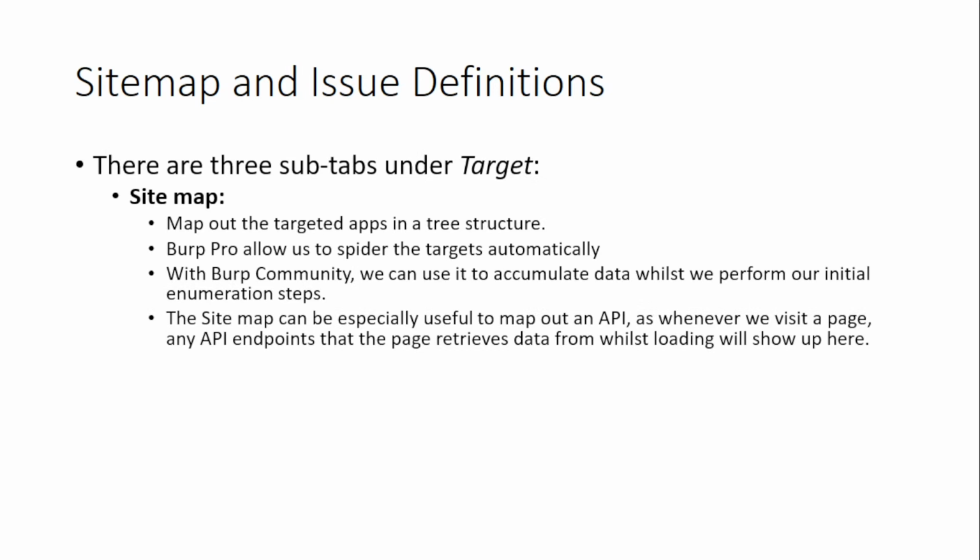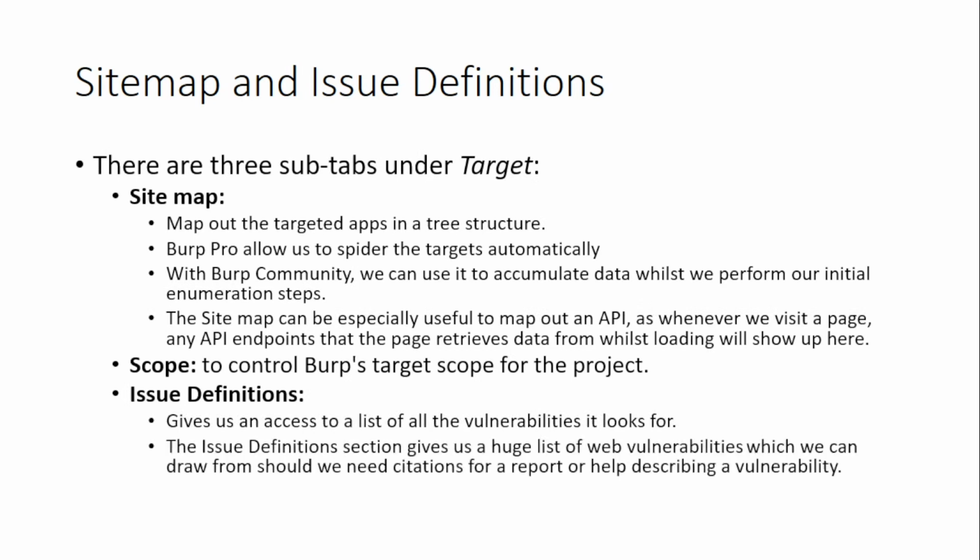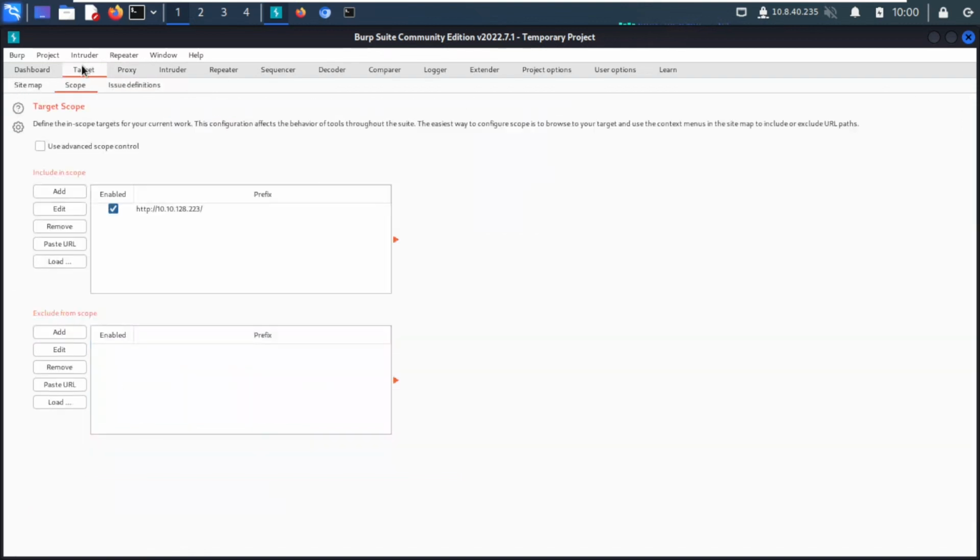The other subtab under target is scope, which controls Burp's target scope for the project. And then the third one is issue definitions. Even though we are using Burp Suite Community, we don't have access to the vulnerability scanner, it still gives us access to a list of all the vulnerabilities it looks for. So the issue definitions section gives us a huge list of web vulnerabilities which we can draw from, should we need citations for a web report or help describing a vulnerability. So we can look at here.